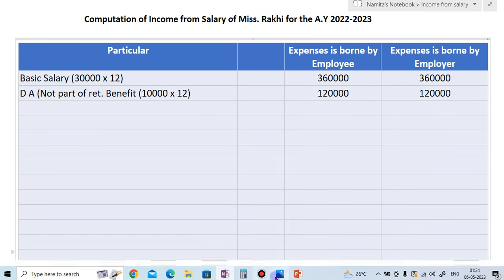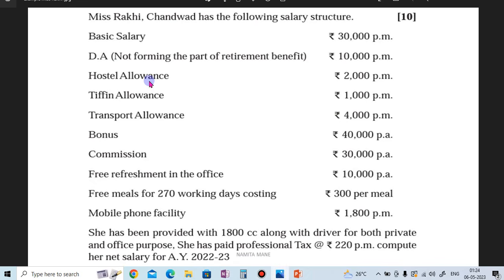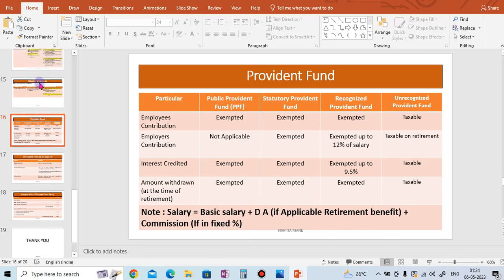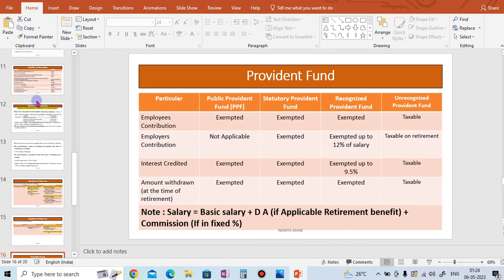Okay. Now next is hostel allowance, rupees 2,000 per month. Now see, hostel allowance is exempted. Now see, hostel allowances are partly exempted.